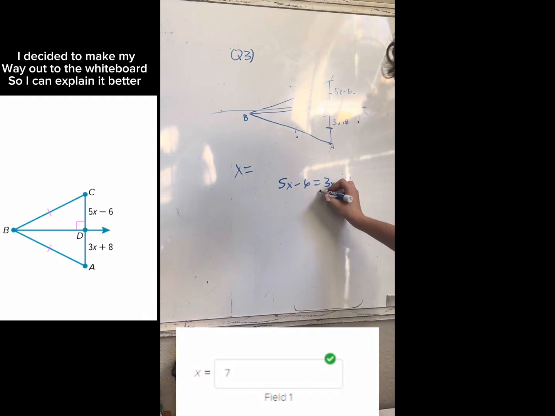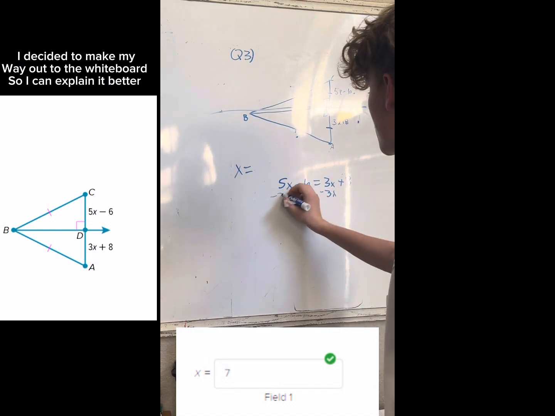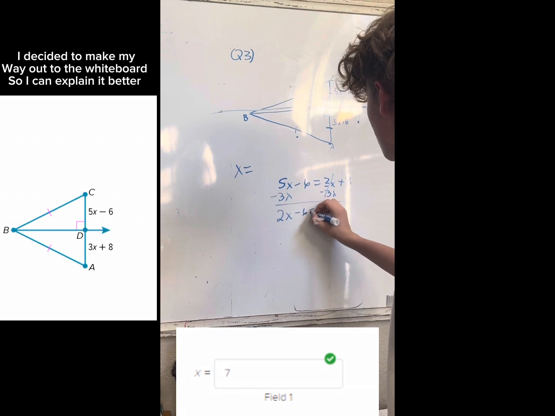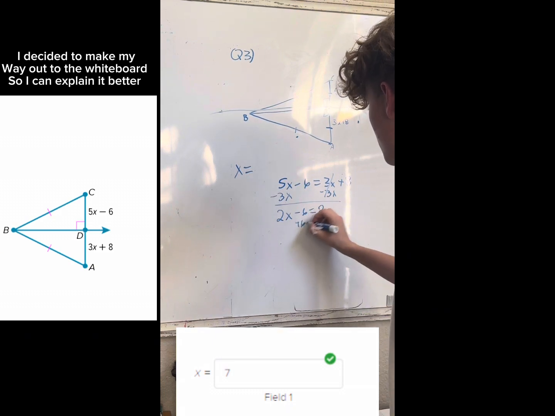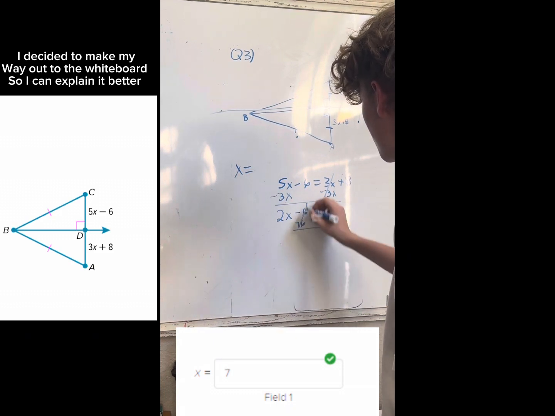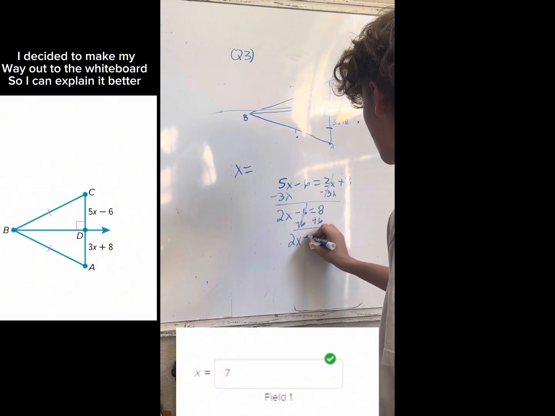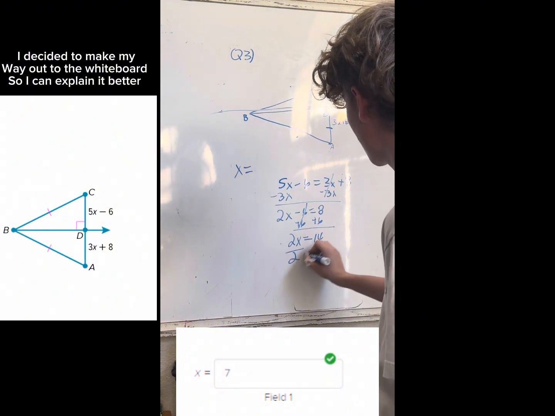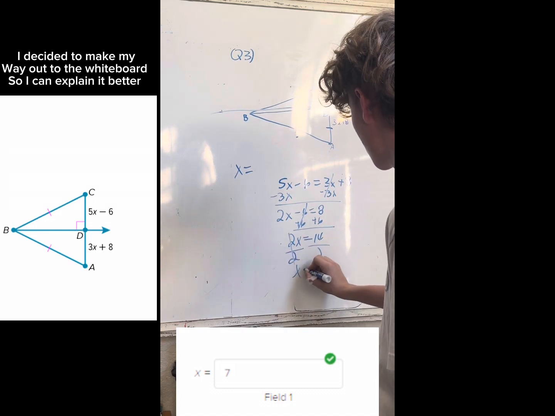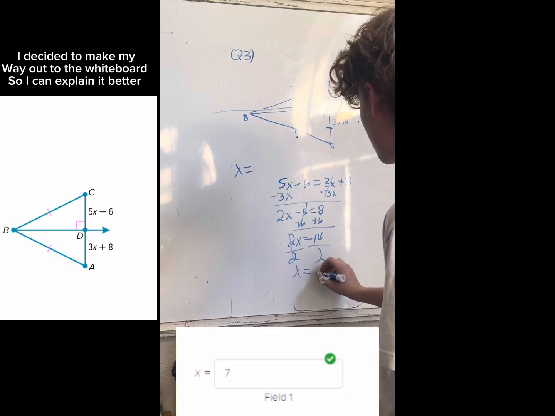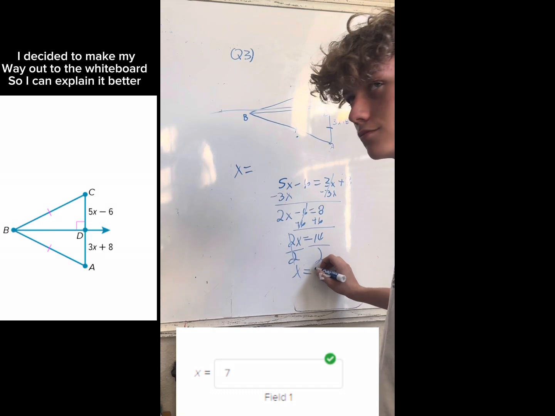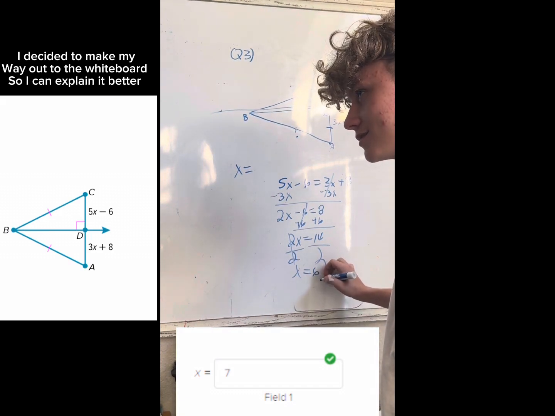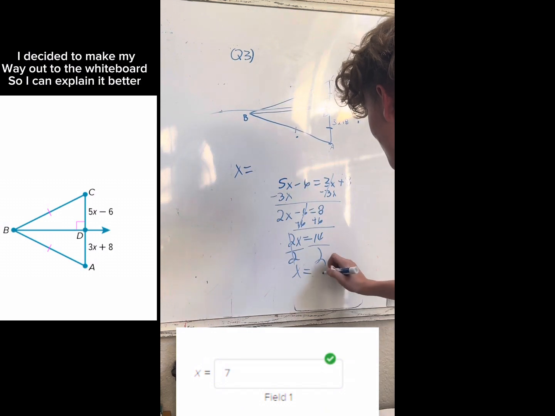So you want to take the 3x and move it to the other side, subtract it from 5x. That gives you 2x minus 6 equals 8. Plus 6, plus 6. You got 2x equals 14, so I'm a little slow today, over 2. x is 6. That's not right. No, it's 7. I apologize.